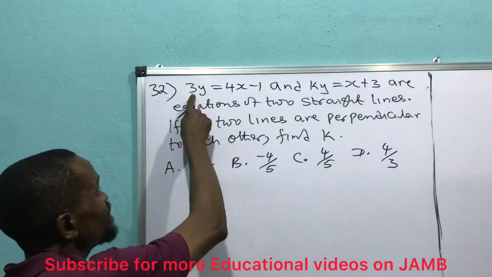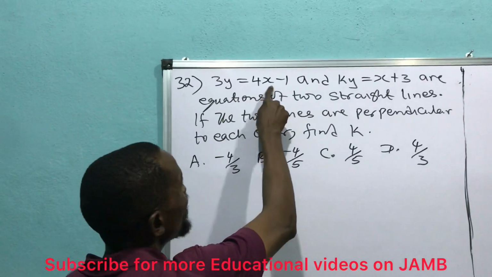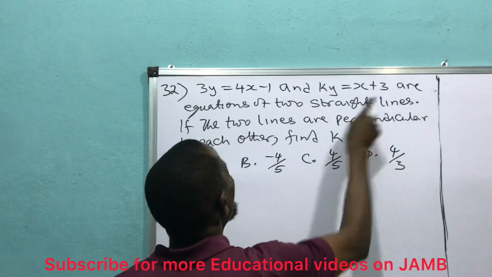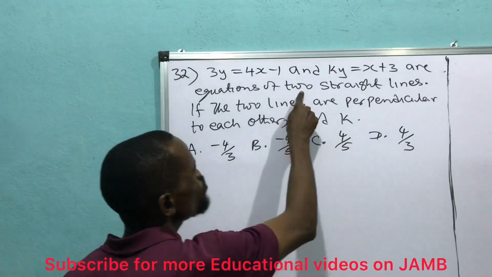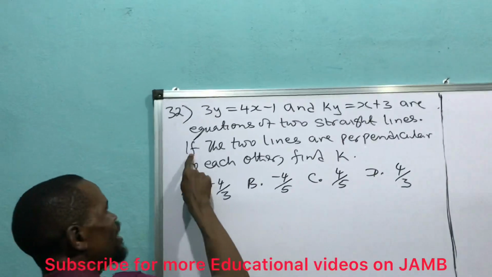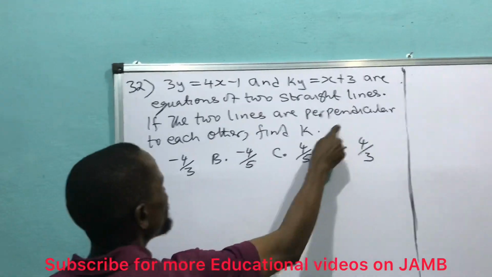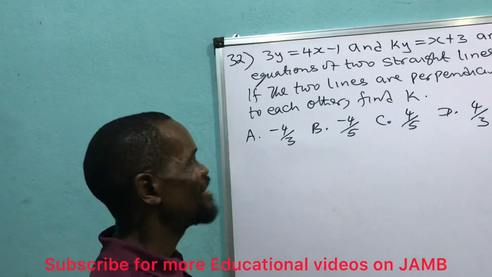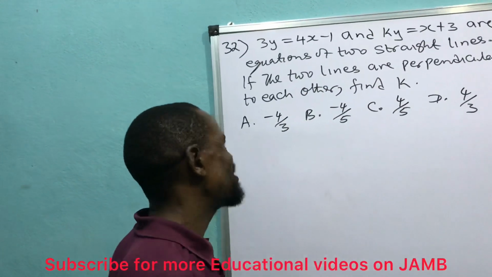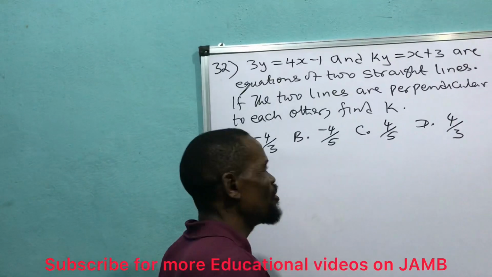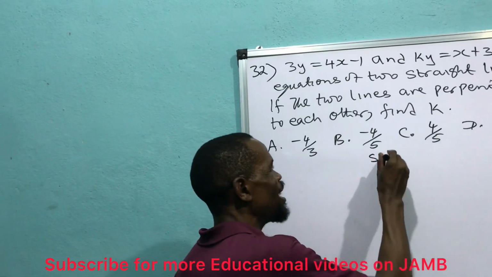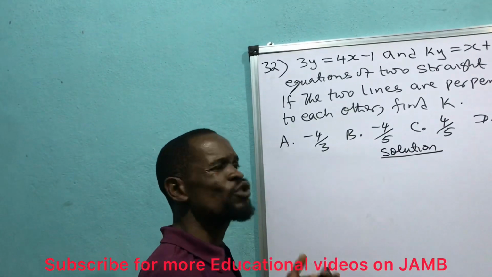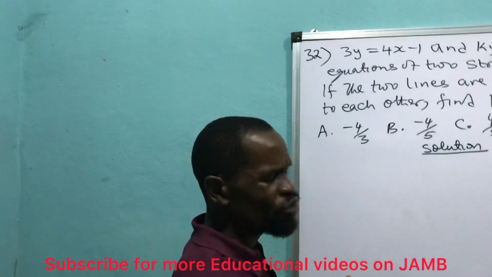Question number 32 says 3y equals 4x minus 1 and ky equals x plus 3 are equations of two straight lines. If the two lines are perpendicular to each other, find k. Oh, look at it. They say the two lines are perpendicular, just like the question we have solved before. Solution: if the two lines are perpendicular, their slopes' product is equal to -1.